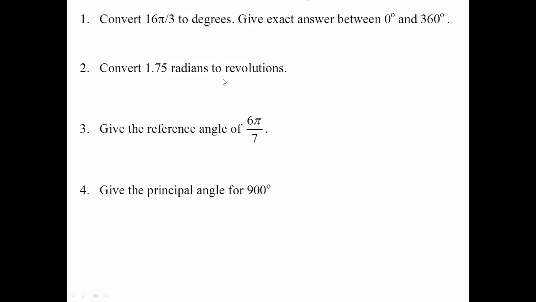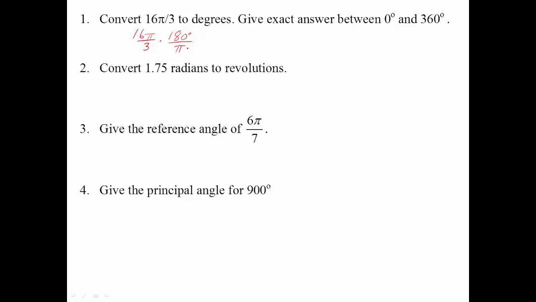So number one, we have convert 16 pi over 3 to degrees. Give the exact answer between 0 and 360, so that's within one circle. First, I'm going to convert this. I'm going to take my 16 pi over 3, multiply that by 180 degrees over pi.